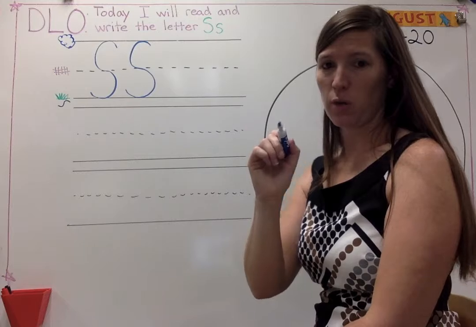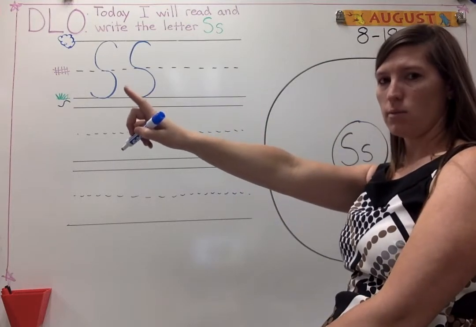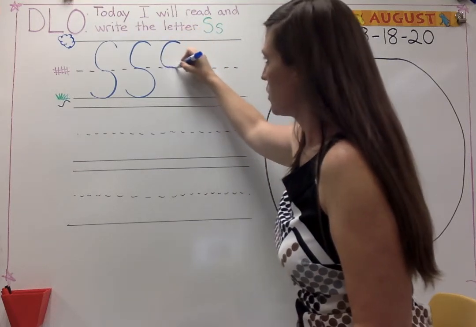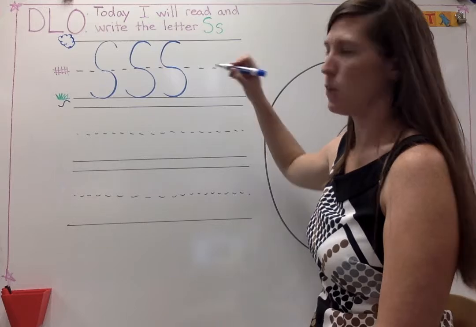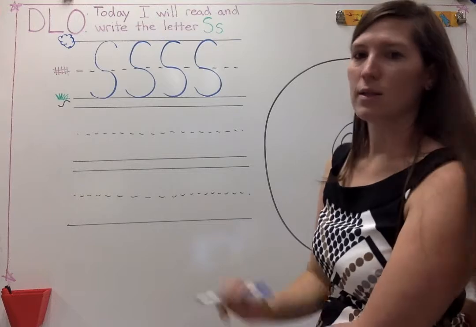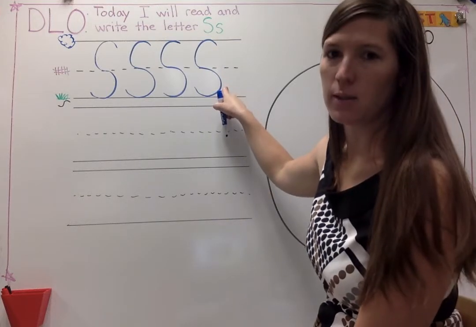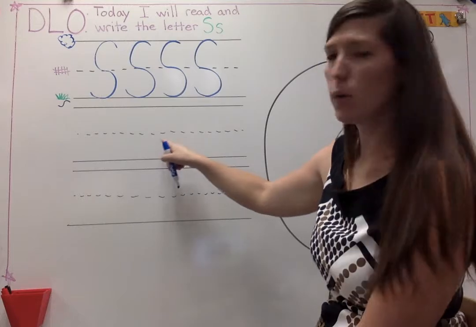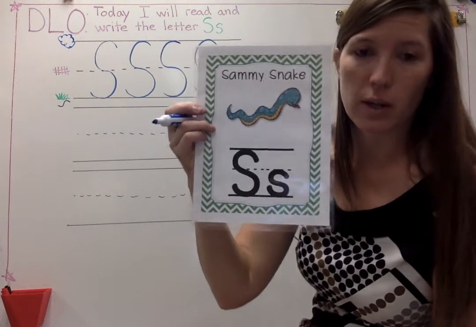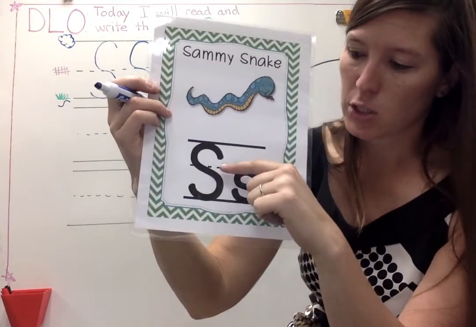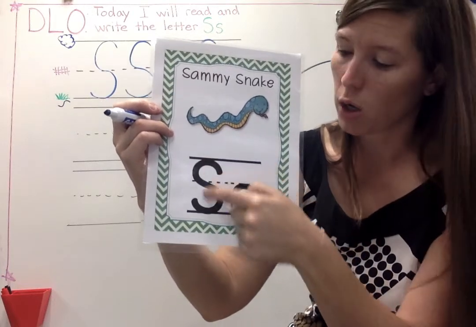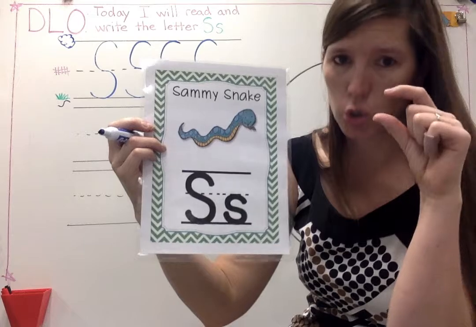So get your best pointer finger ready, just like this. Ready? Say it with me. Curve left, curve right. One more time, say it with me. Curve left, curve right. Say capital S. That's the tall one. Now we're going to make lowercase s. Lowercase s is short. When a letter is short, it touches the fence, the middle line, and the ground. Capital S is tall, lowercase s is short.